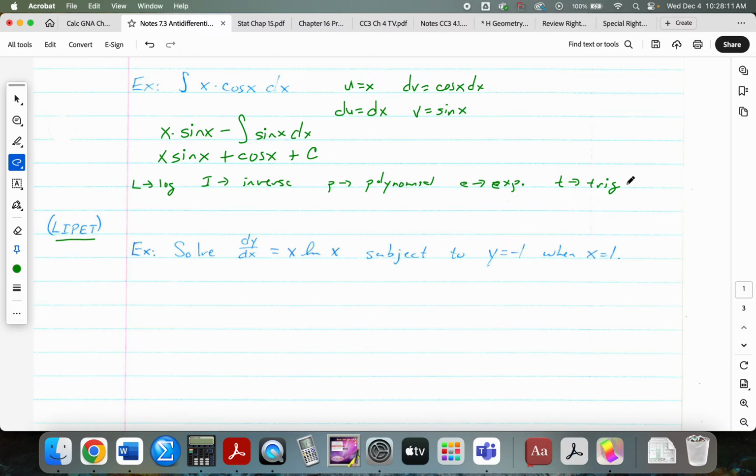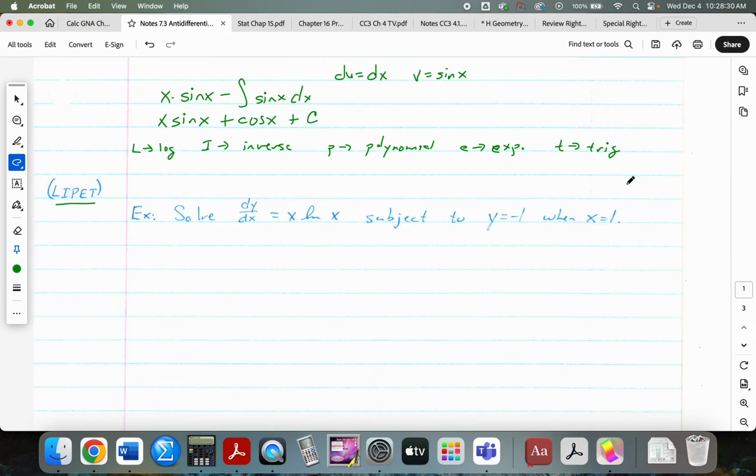So if you don't have a log, you look for an inverse. If you don't have an inverse, you look for a polynomial. If you don't have a polynomial, you look for an exponential. If you don't have an exponential, you look for trig. If you don't have any of those, you've done something wrong. Okay? Whichever one of those you come to first, that's going to be your u.